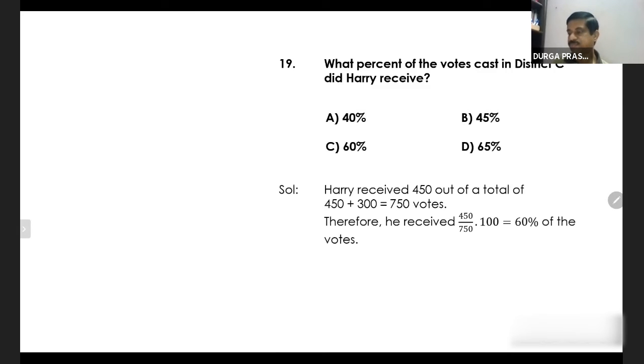So Harry received 450 out of total votes of 750. Okay. So what should be the percentage? The amount of votes which Harry received divided by total votes, times 100. So that is 450 by 750 times 100, that is 60%. So option C. Please note it fast.